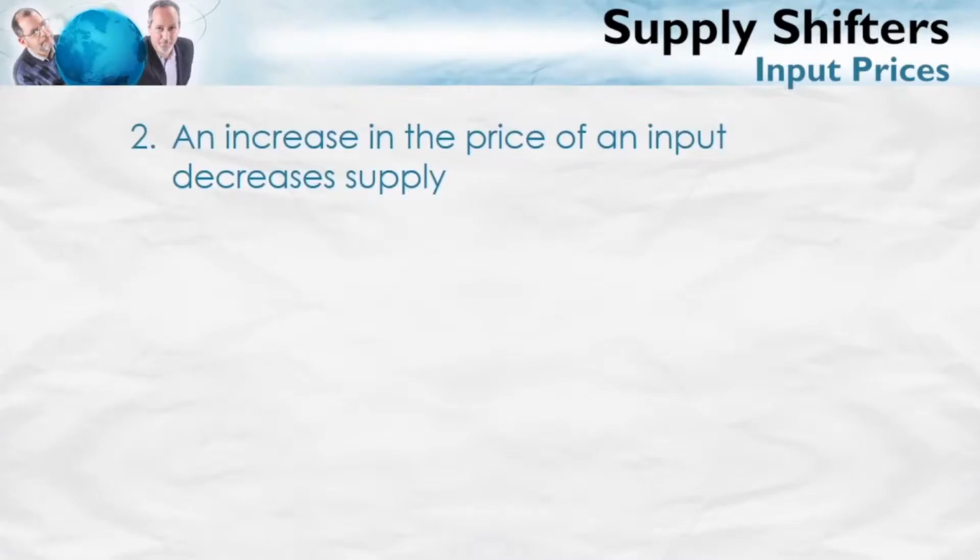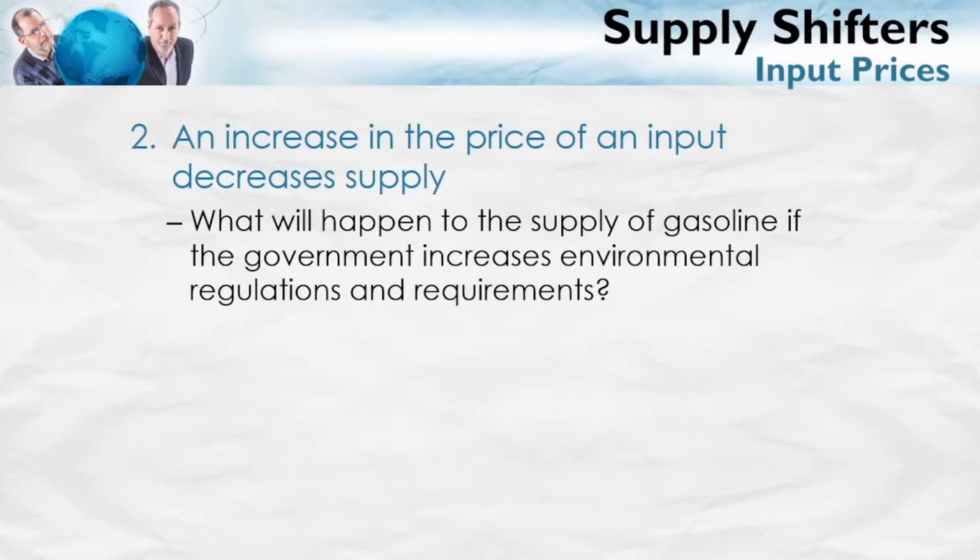Let's look at another important supply shifter, changes in input prices. And let's do, in this case, a decrease in supply. An increase in the price of an input will decrease supply. For example, if the government were to increase environmental regulations and requirements on gasoline, that's going to cause a decrease in supply. It doesn't mean that the government shouldn't do that. Maybe it's worthwhile, but that will be the effect on supply.